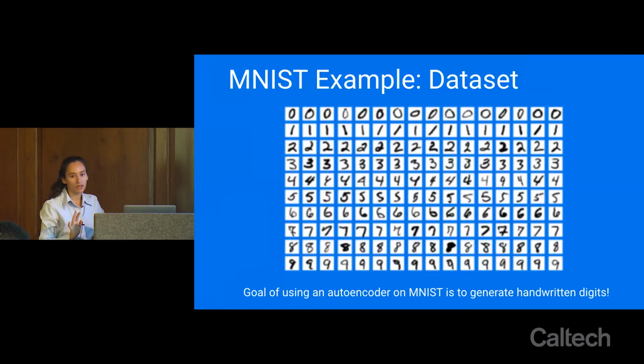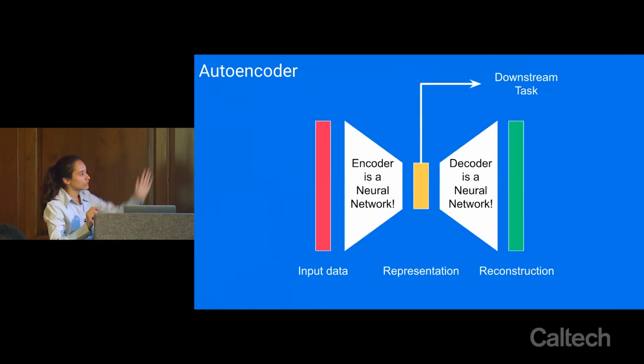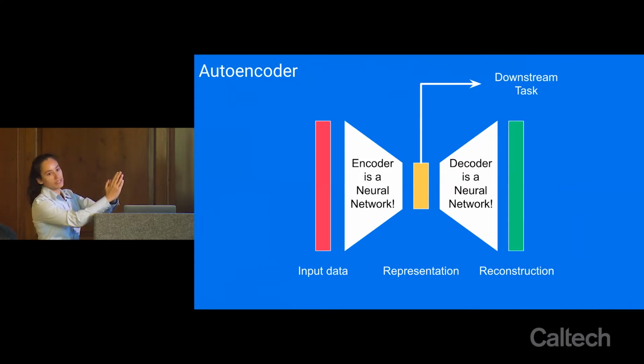Okay, so let me pause here. Let me go back a few slides. So the goal is input data will be that image. We create some representation with it. And then the green, which is the reconstruction, will literally be the image that we created. Does this make sense to everyone?